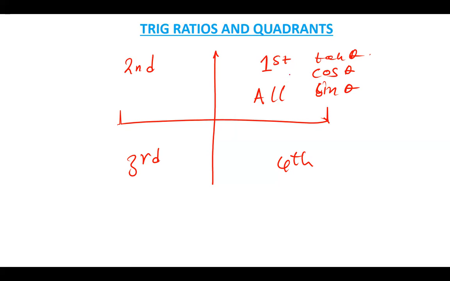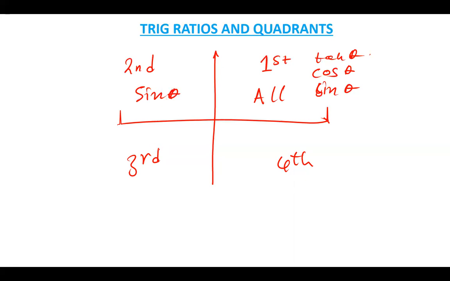So this may not make sense to you today, but the next time we have a lesson, these things are going to make sense because we're going to be solving questions involving quadrants. In the second quadrant, it's only sine which is positive. So sine theta is only positive in the second quadrant.